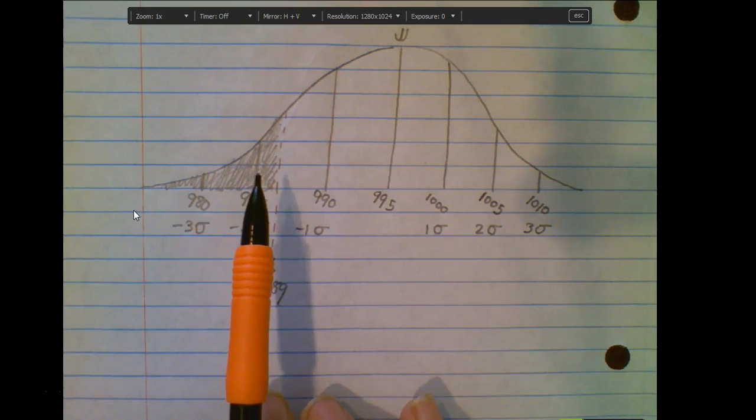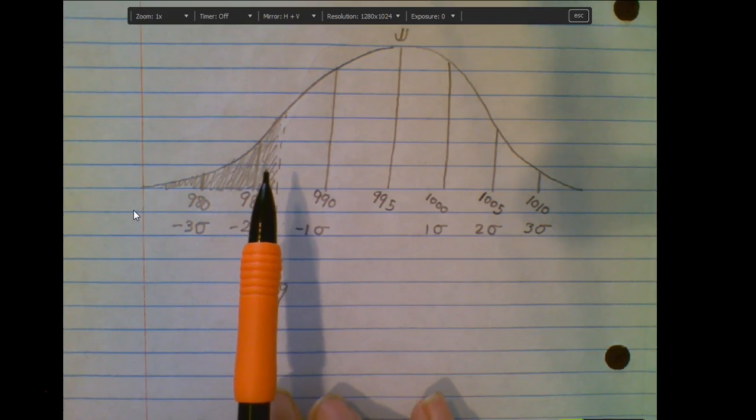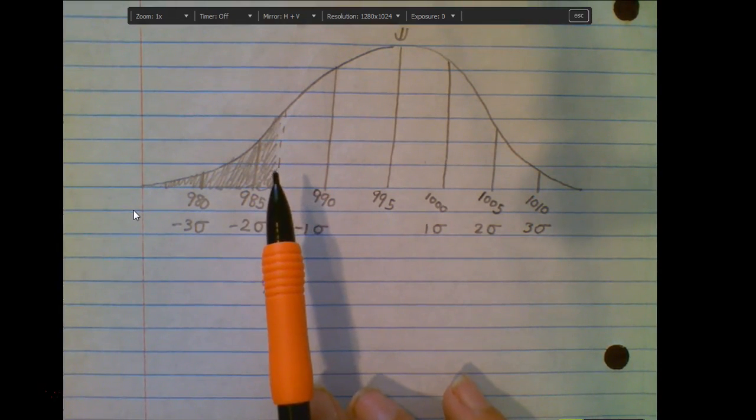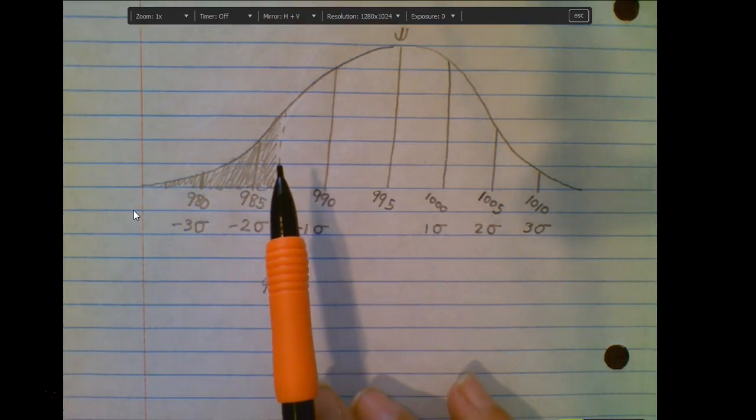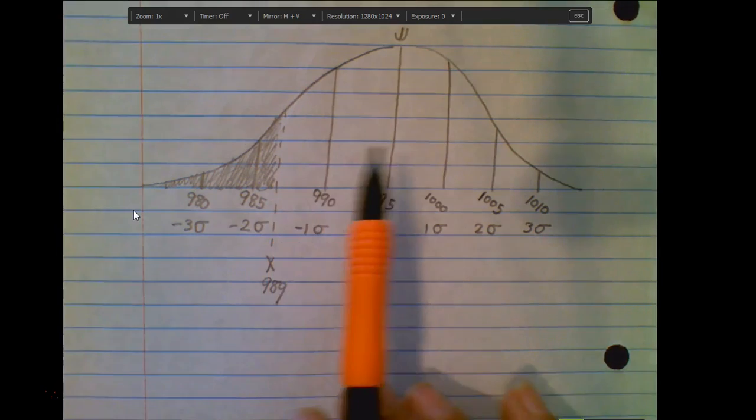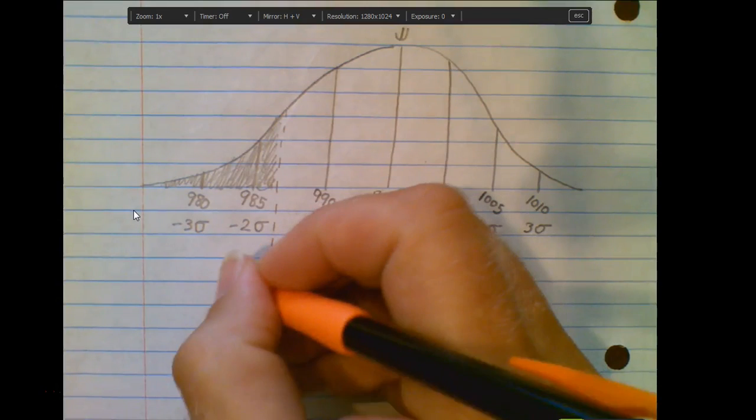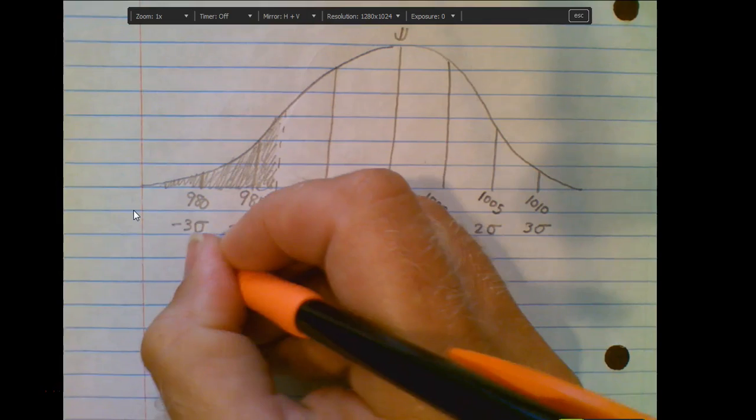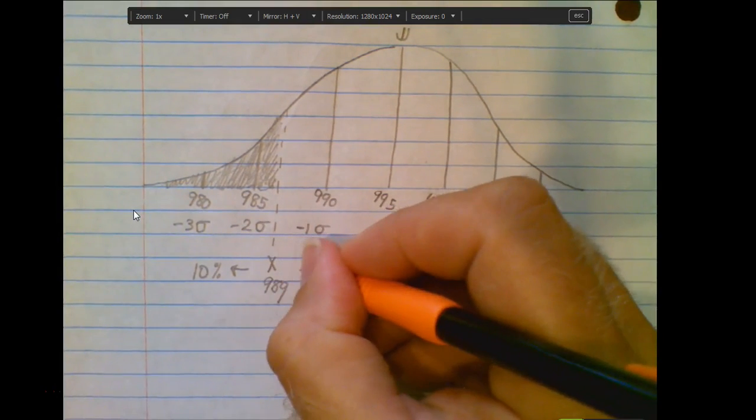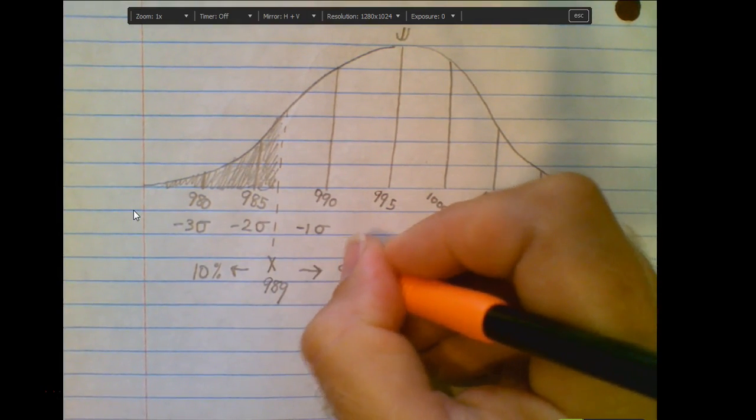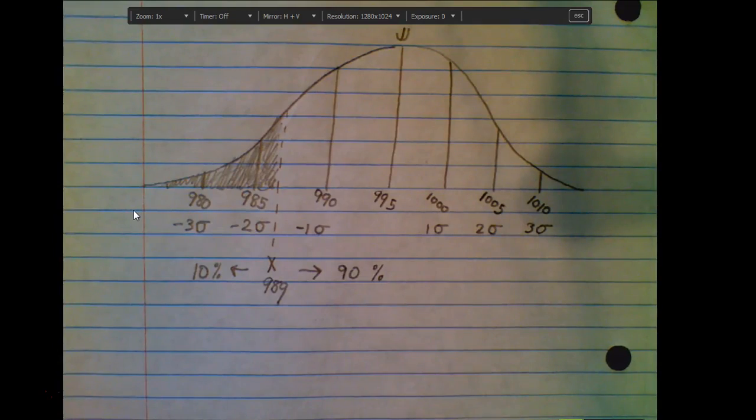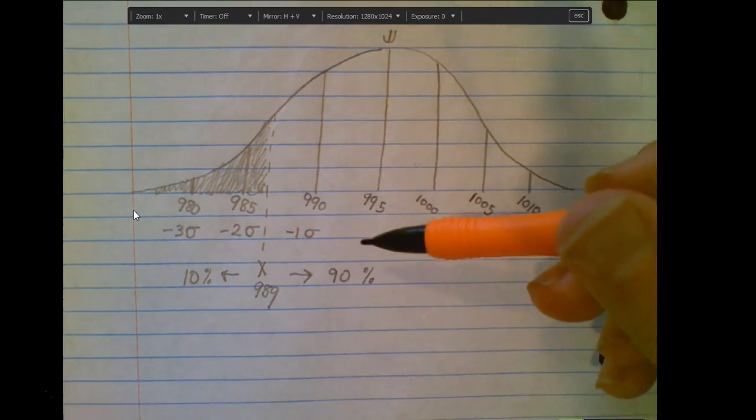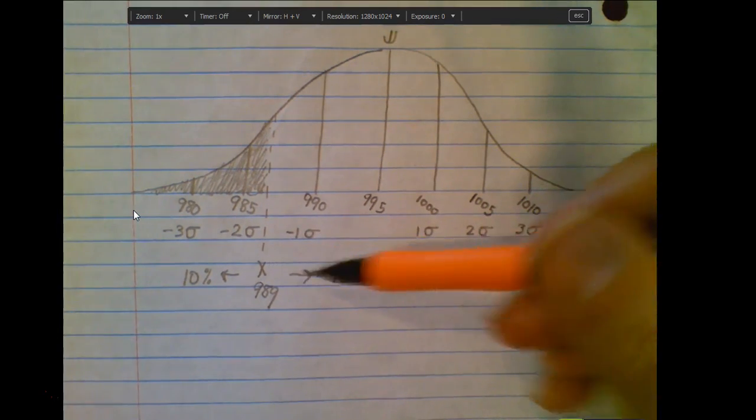So that's why we put in this 10%, because it's 10% left of X. If there is 10% to the left of X, well, that must mean that there's 90% to the right of X. And so keep that in mind for a minute. So this way there was 10%. This way that means there is 90%, which means they could have worded this exact same question by saying that there is 90% more than X.